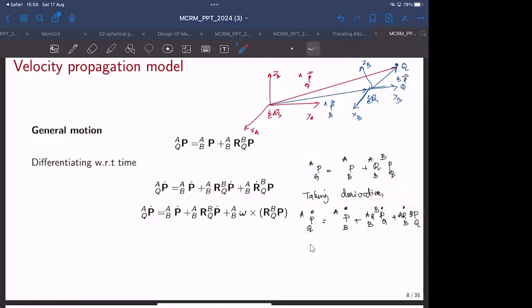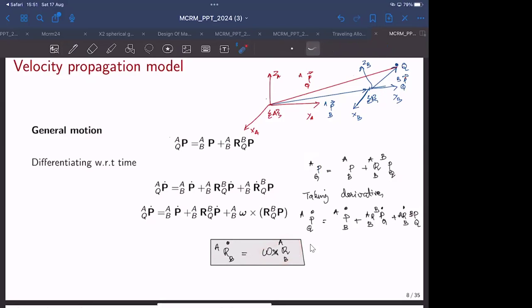Right? But what would be the derivative of this rotation matrix? If you are given a rotation matrix, the derivative of this rotation matrix is nothing but the angular velocity omega cross that rotation matrix of B with respect to A. So the derivative of the rotation matrix is the angular velocity vector multiplied by that rotation matrix itself.